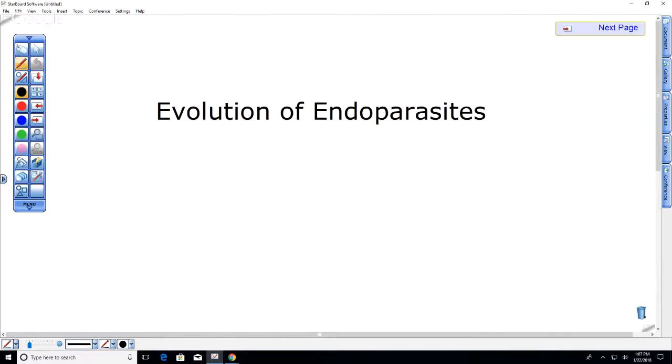Okay, so let's talk about endoparasites. So endoparasites live inside the host. So this is versus ectoparasites. So like fleas and ticks are ectoparasites, but tapeworms and flukes are considered to be endoparasites. There's also some roundworms. So we'll talk more about endoparasites when we get to the roundworms, because heartworm, for example, or hookworm or pinworm, those are all examples of roundworms that are also parasites.